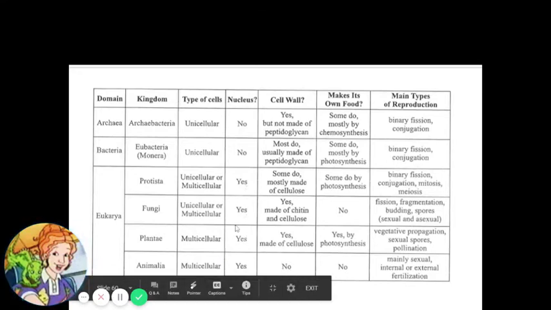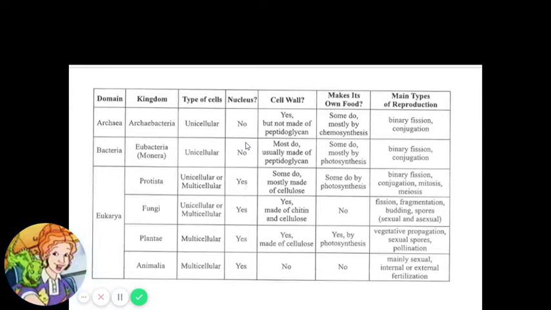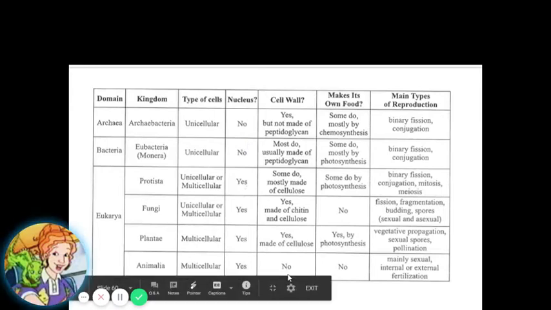We said these 4 that are in eukarya have a nucleus. Bacteria do not. There's differences in the cell wall. Remember, animal cells do not have a cell wall. Everything else has the possibility of having a cell wall, and their cell walls are made of slightly different things.